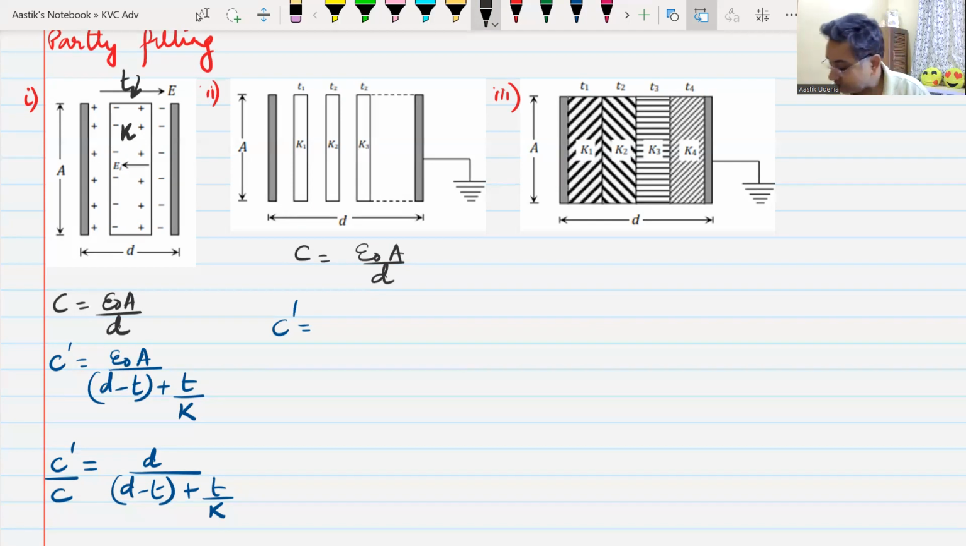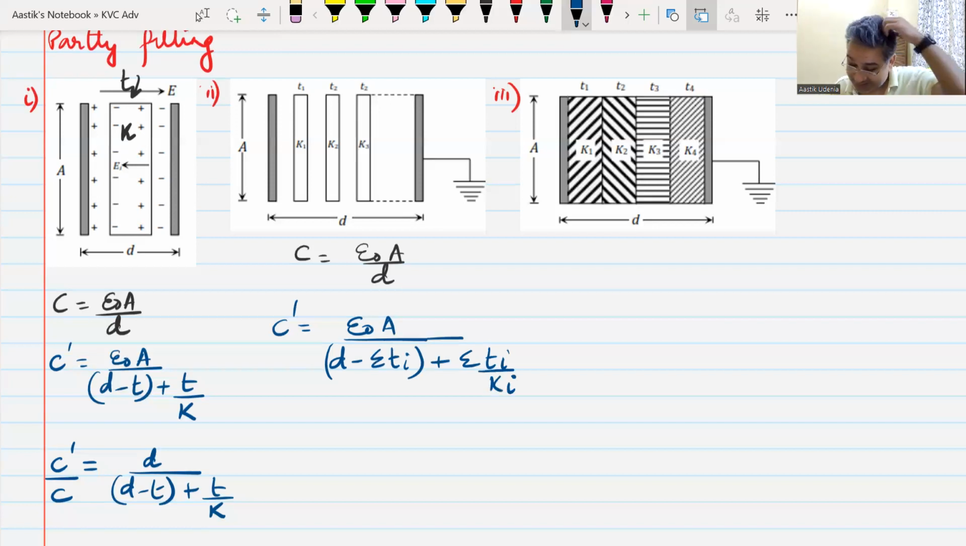Epsilon naught A upon D minus T1 plus T2 plus T3, D minus summation of Ti, plus summation of Ti by Ki. Do we understand this? Yes, sir.